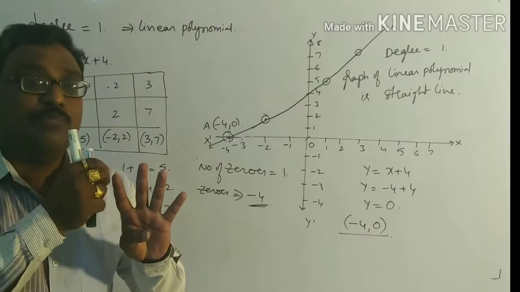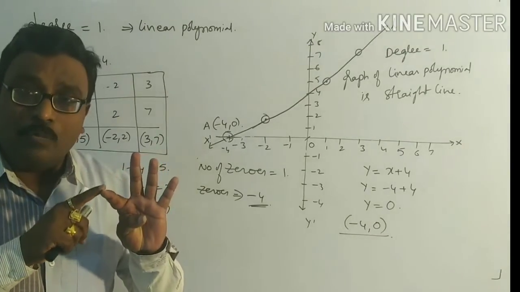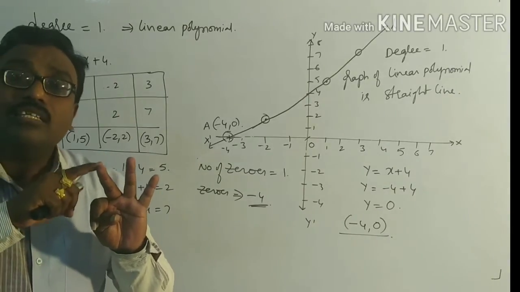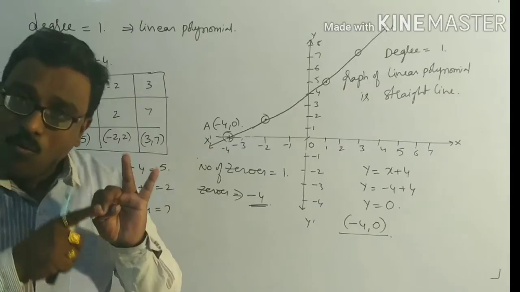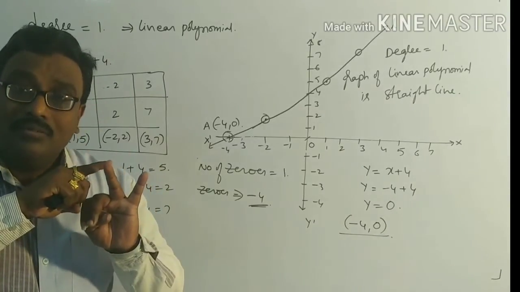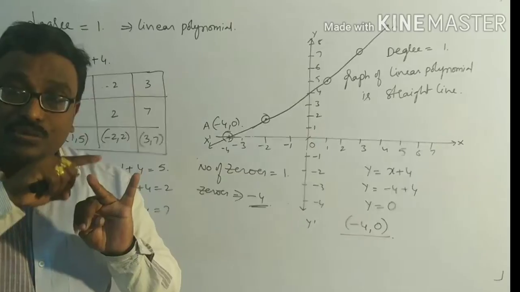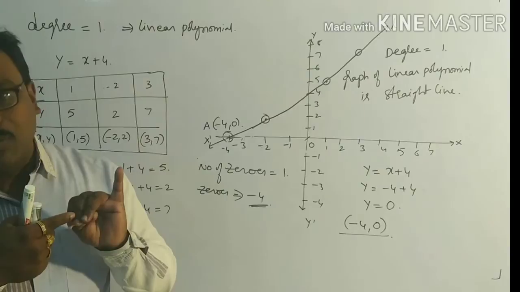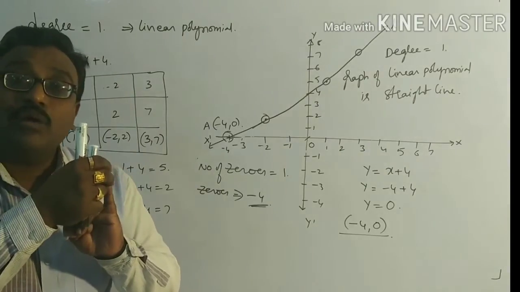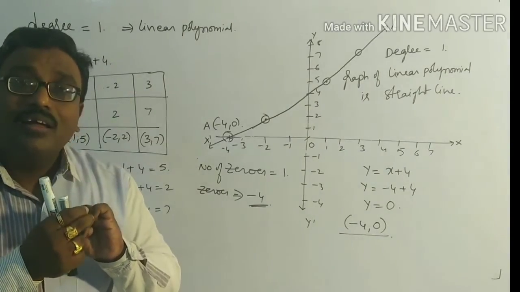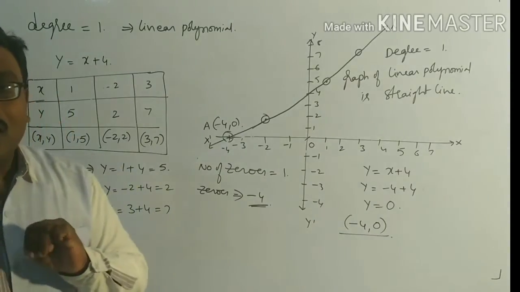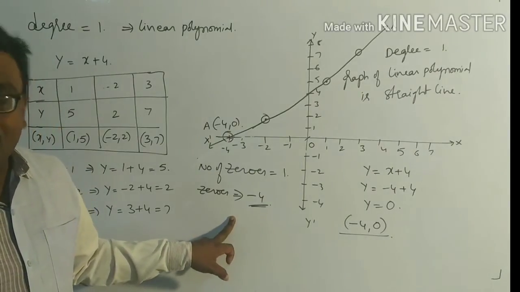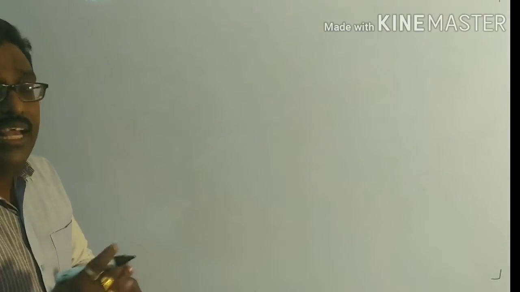Come again, what is the first point? Graph of the linear polynomial. What is the answer? Straight line. Next, what is the degree of the linear polynomial? 1. What is the third one? Number of zeros. How many zeros are there? 1. That is, the number of zeros is equal to the degree of the polynomial. And the next one is, come on, what is the zero of the polynomial? In this case, that is minus 4. Next, we will discuss degree 2.